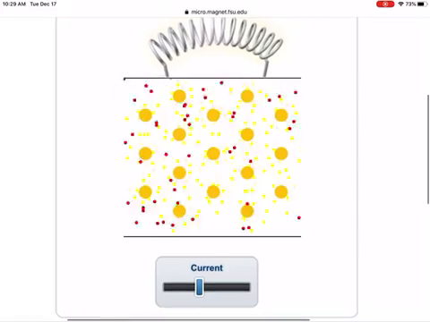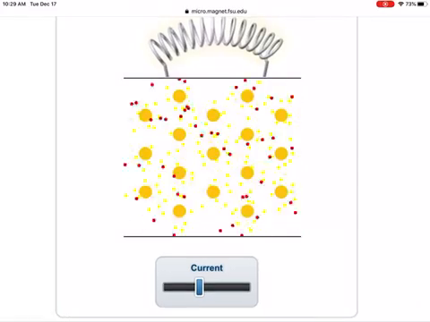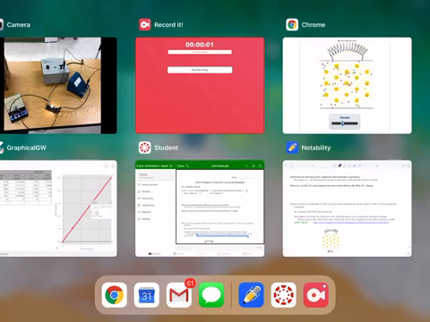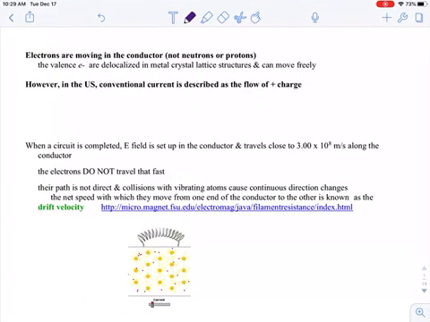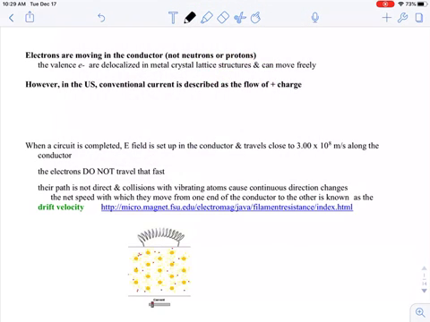So it turns out that current and resistance at the atomic level are actually rather complicated. And what we end up doing is just simplifying it like we do with many things. And in the United States, we have an interesting quirk, which we'll talk about in person. The interesting quirk is that in the United States, conventional current is described as the flow of positive charge.